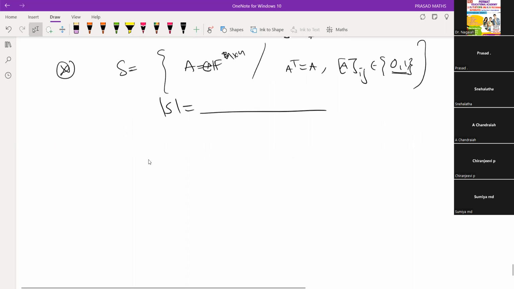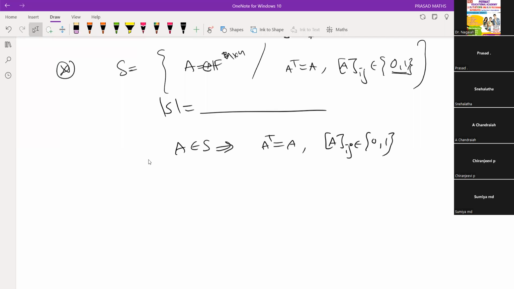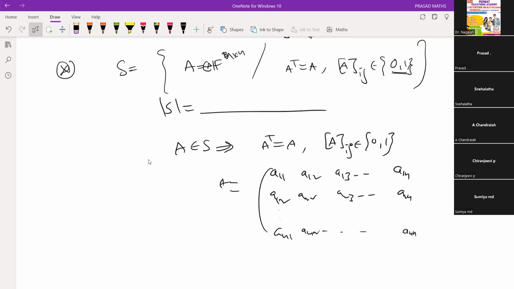So what does the symmetric matrix definition mean? If you take any element in S, that is a symmetric matrix, and all the entries should be 0 or 1. Suppose this is my matrix: A12, A22, A23 going on. 2 power n, sir? 2 power 2? Okay, we'll see what will happen.